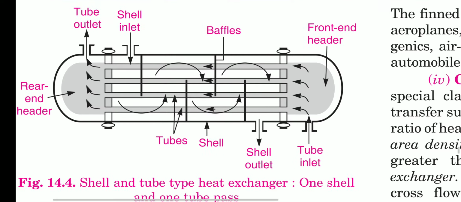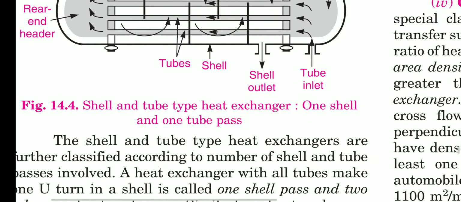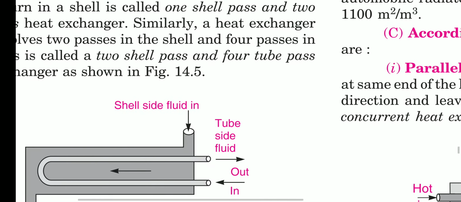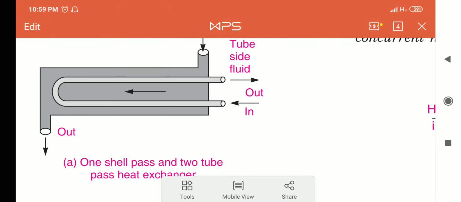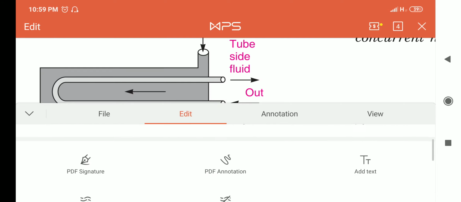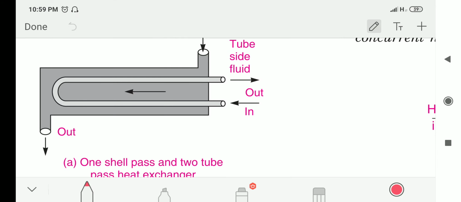So please read these things more in detail from the text. So these are important for our problem. Suppose shell side fluid in. So this is actually one shell pass, that is, one shell is there and two tube pass. Why? Because there is two tube pass here. You can see that one passes this one and second passes this one. So there are two tube passes.